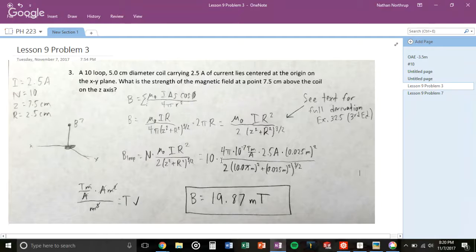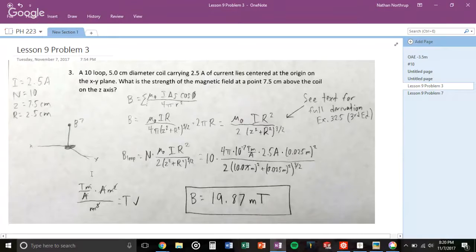Okay, so there are each of our numbers. Again, that n will equal 10 because of the number of loops. And we have the constant, 4 pi times 10 to the negative 7th, with our current and our radius that we've converted into meters. And then, of course, the z and the r, the radius at the bottom. Calculating that out, I figured the magnetic field to be about 19.87 millitesla. And so that is the magnetic field answer for problem number 3.